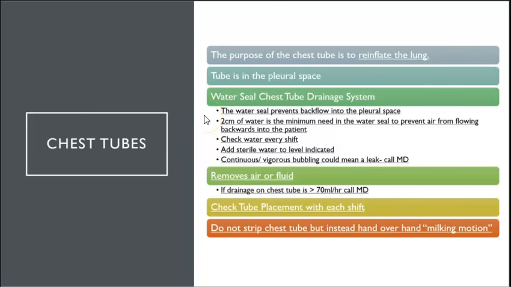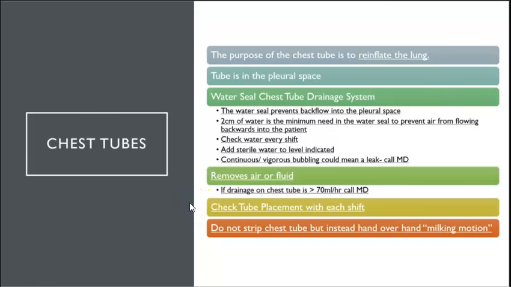You have to have 2 centimeters of water at minimum to create that water seal to prevent the airflow from going back into the lung. Check the water seal every shift. The water needs to be sterile and at the level indicated, 2 centimeters. If you see continuous bubbling in that water seal chamber, that is bad news. That means that the seal has been broken and airflow is going back into the chest. The whole point is to remove air or fluid, and it is priority.